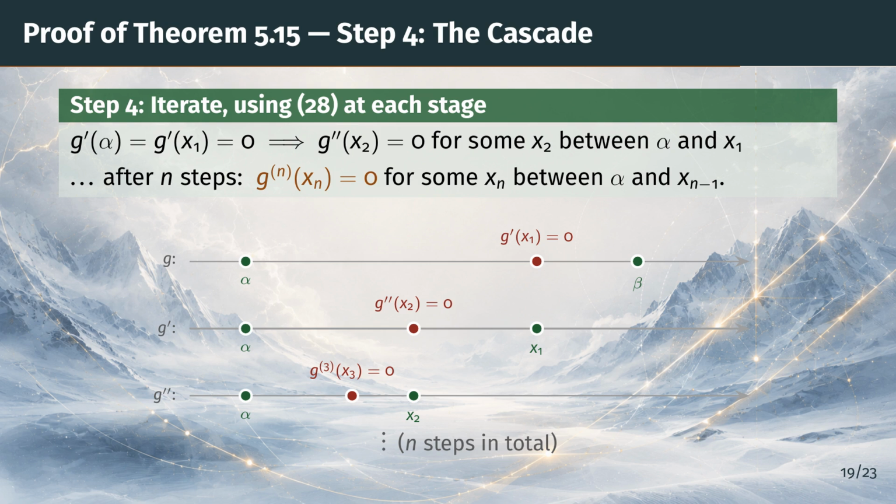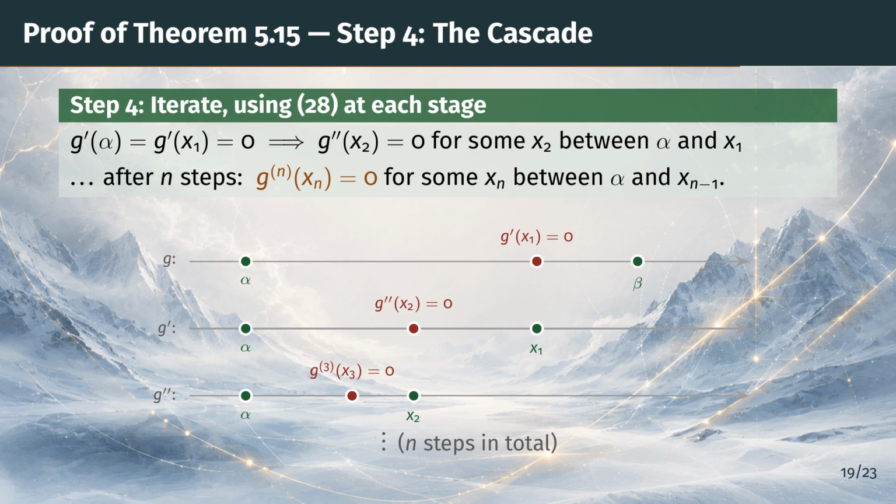Now we iterate, and the diagram shows the first 3 stages. Each horizontal line is a copy of the interval, labeled on the left by the function it belongs to. Green dots mark known zeros, and the red dot on each line is the new zero found by the mean value theorem. The top line records the step we just took, producing x sub 1. On the second line, g prime vanishes at alpha by equation 28 and at x sub 1. So between them there is a point x sub 2 where g double prime vanishes. The third line repeats the argument to produce x sub 3.